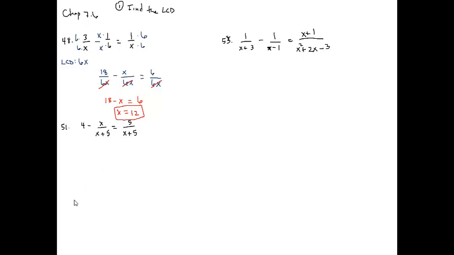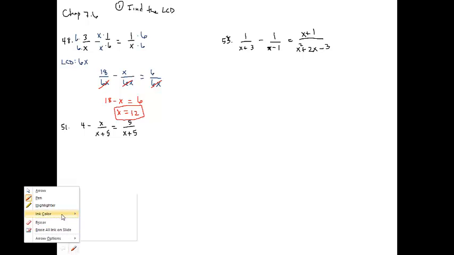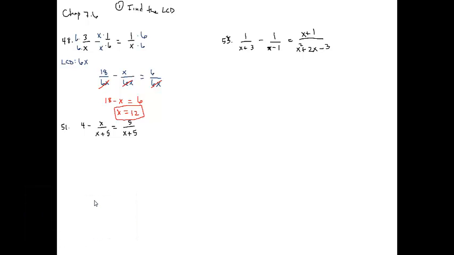All right, now let's move on down to 51. 51, we're doing the same thing. The first thing you want to do is find the LCD. So the LCD, well, I have denominators of 1, x plus 5, and x plus 5, which means my LCD is x plus 5. So what do you got to do to the first term in order for your denominator to be x plus 5? You need to multiply the bottom by x plus 5, which means you also got to multiply the top by x plus 5. And the other terms, they're okay because my denominators are already x plus 5.